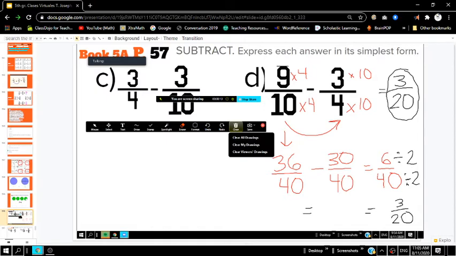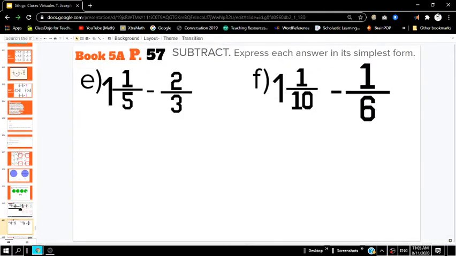All right, so what we're going to do today is continue with the next problem. The next problem is also on page 57, letter E. Letter E says 1 1/5 minus 2/3. How do I do that problem?